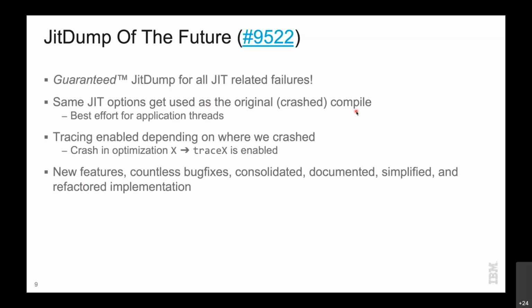And this is kind of a best effort for application threads, and we'll see some examples of this later on. If, for example, you have a failure that crashed during inlining, we will enable trace inlining in our trace logs to give the developer the maximum amount of information to hopefully be able to diagnose the problem right when the problem first occurred. And we have some new features, which I'll highlight later, a ton of bug fixes and general improvements to the mechanism.